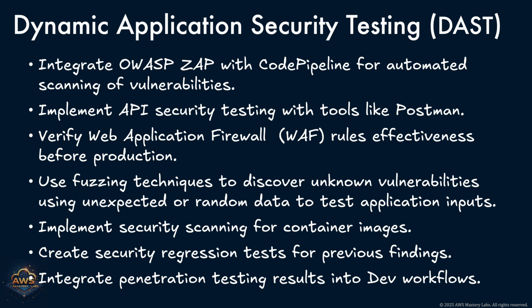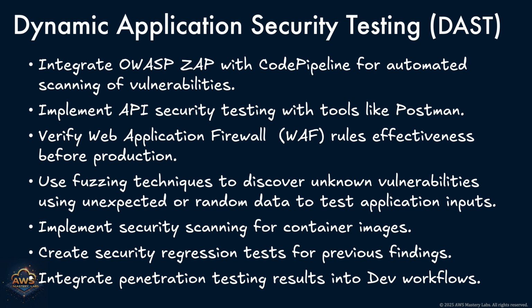As we progress in building secure and reliable applications on AWS, Dynamic Application Security Testing, or DAST, plays a vital role in identifying vulnerabilities in your applications, not just in the code, but in the actual running environment. A common way to start is by integrating OWASP Zed Attack Proxy, or ZAP, a popular open-source DAST tool, directly into AWS CodePipeline. With this setup, you can automate security scans during your deployment pipeline.